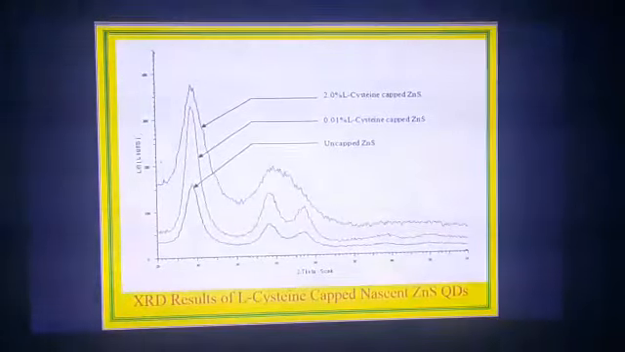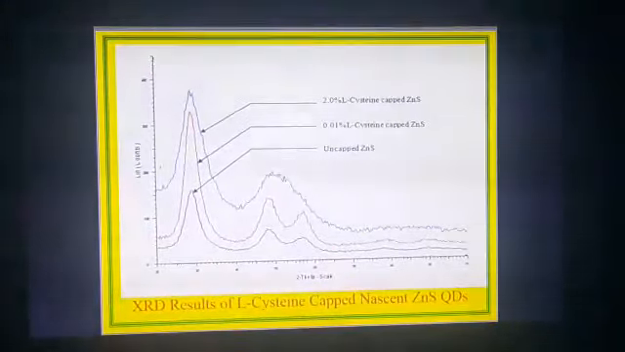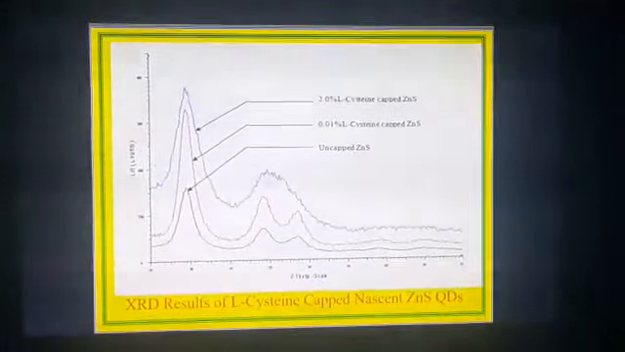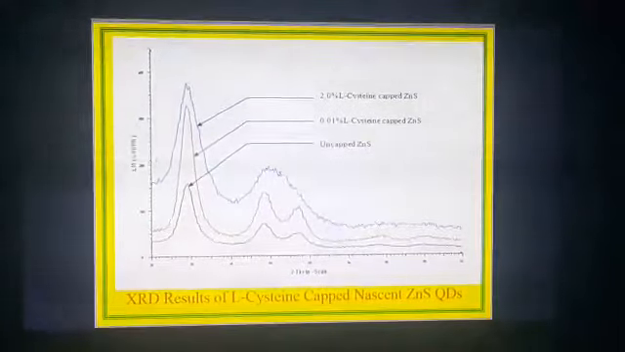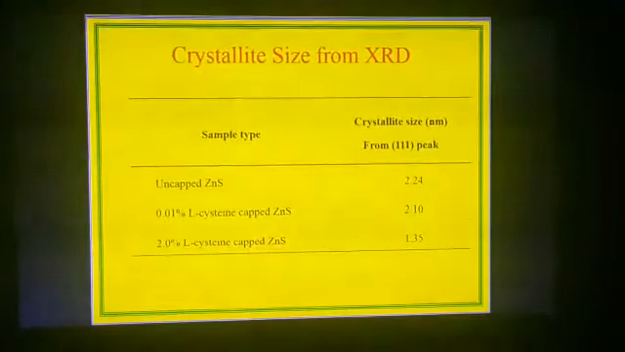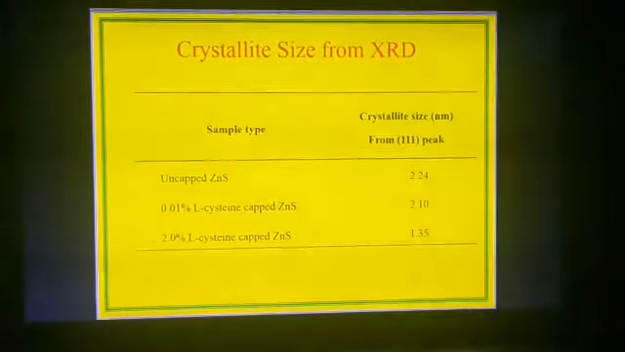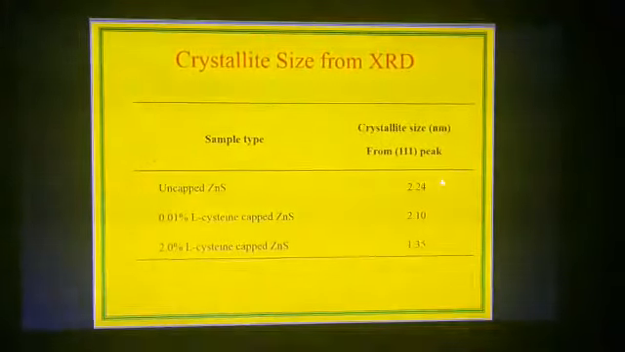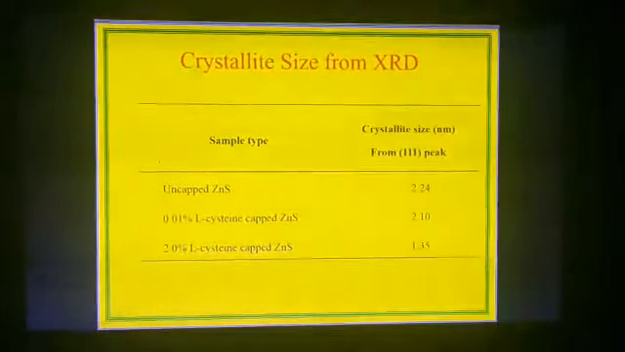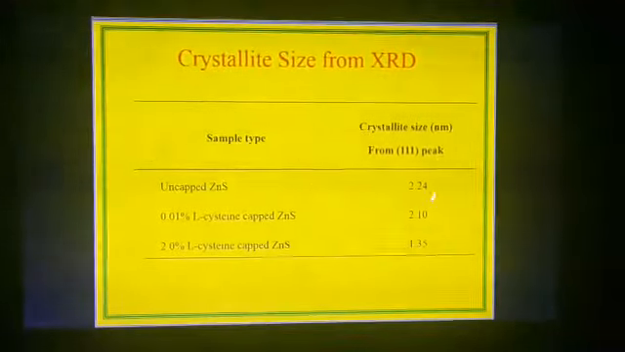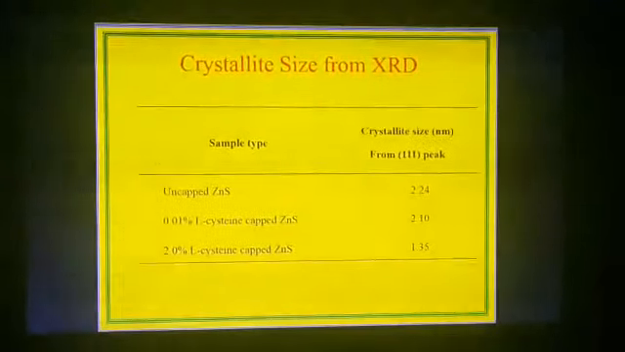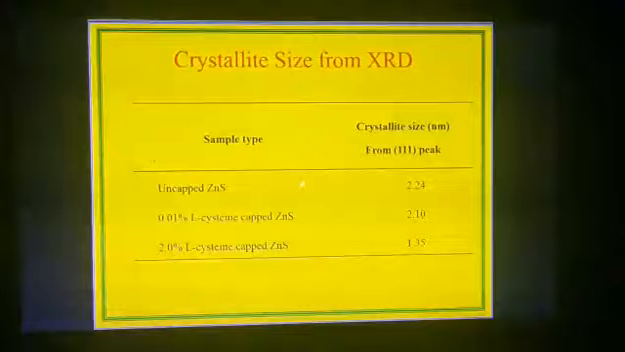Now going further, see this is the XRD pattern of the uncapped ZnS, 0.01% L16 capped ZnS and 2% L16 capped ZnS. So again the peaks are broadened, but the grain size will tell us about the basic difference. From the first peak of the XRD, we find the grain size or the crystallite size using the Scherrer formula, and you see that with the increase in the concentration of capping agent, the grain size is decreasing. Again it is explaining the quantum size effect, which says that with the decrease in size, the band gap increases or the other parameters change.